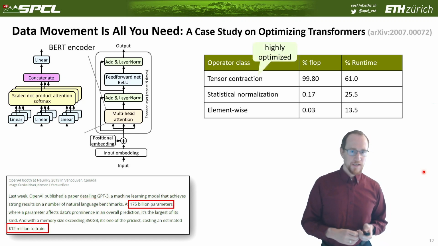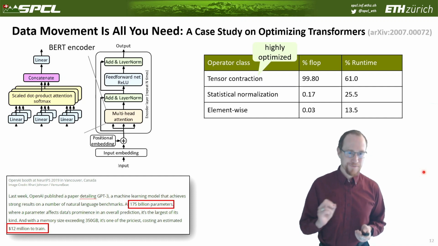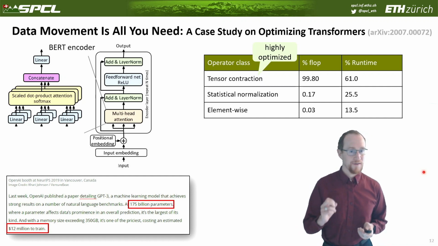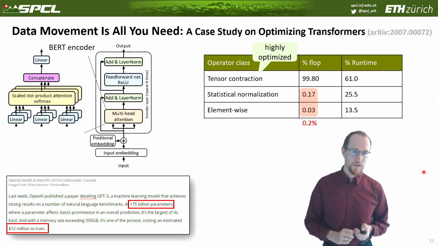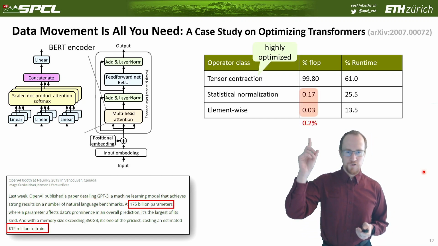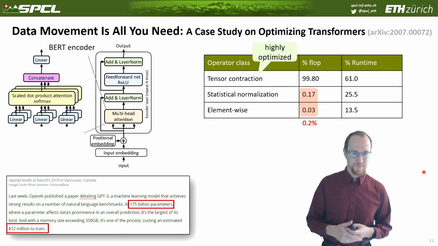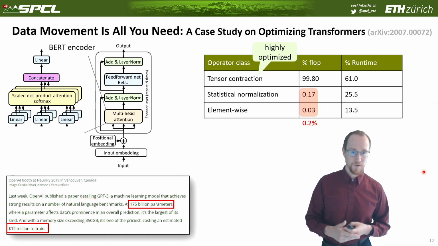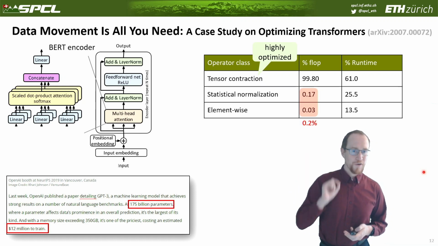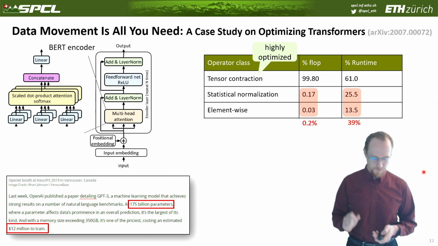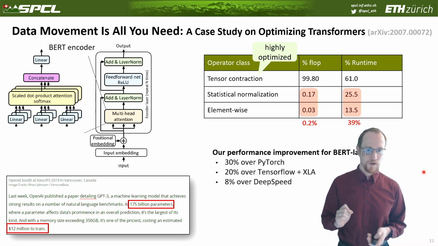And you can see that the tensor contractions are highly optimized. They are 99.8% of the floating point operations in the network, but only 61% of the runtime. Quite interesting, because these other 2 types of operations have usually been ignored in the past a little bit because they're not matrix multiplication, so tensor units could not work with these operations. They're only 0.2% of the flops, but 40% of my runtime. So data movement is all you need. Data movement is the thing you want to optimize.